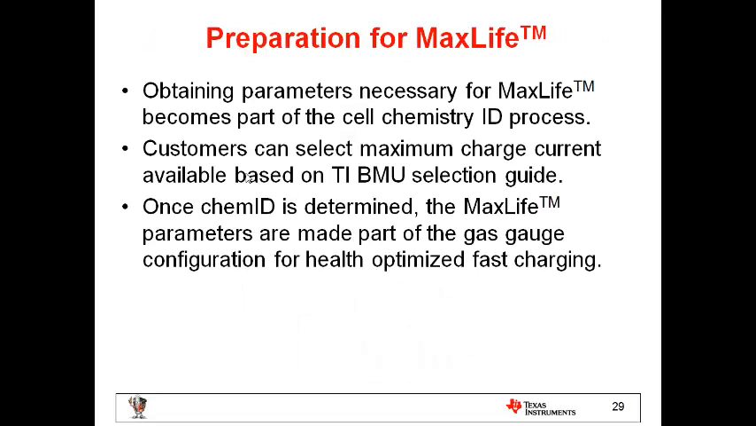So preparing for MaxLife, now that you've been able to design the circuit and select your components appropriately, going into production with MaxLife becomes as easy as using the current process for using the battery chemistry IDs into production. So now the MaxLife parameters become part of the ChemID process. So customers can select what the charge current available is going to be based on the BMU selection guide, and then once the ChemID is determined, the MaxLife parameters actually become part of the configuration for optimized fast charging.